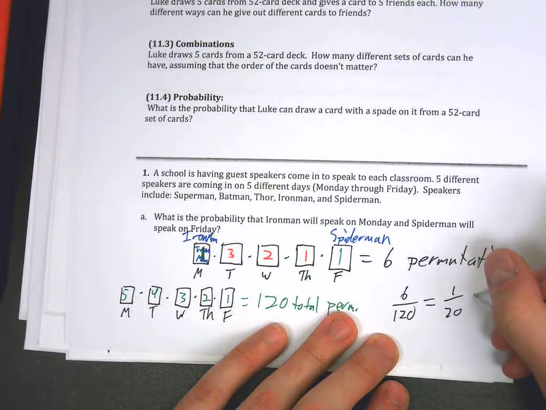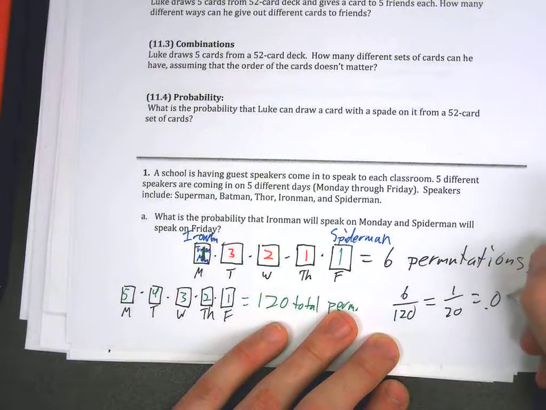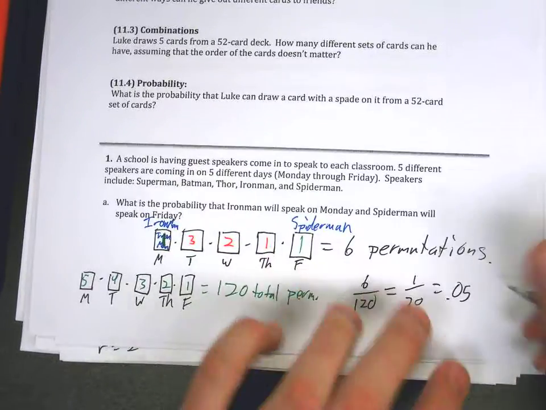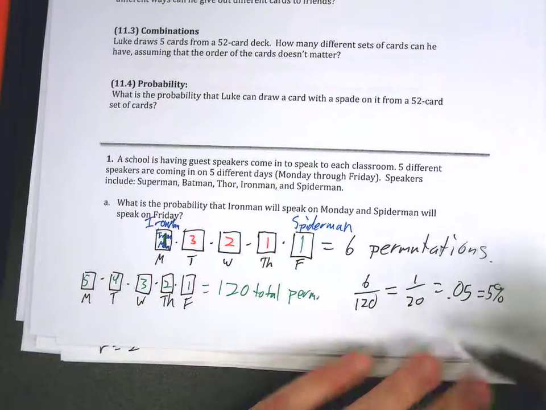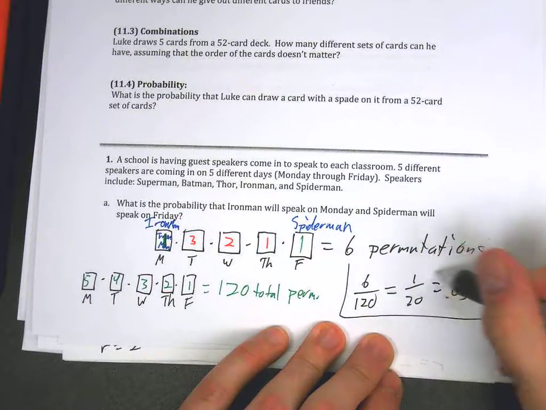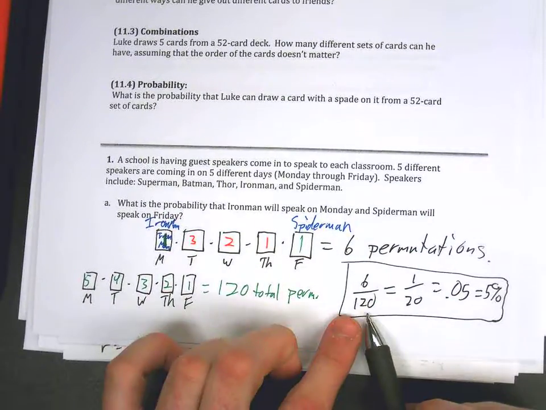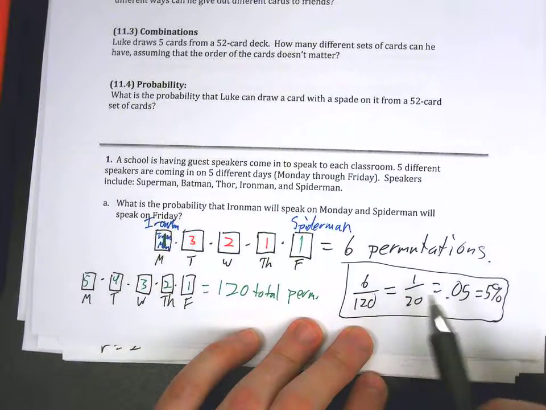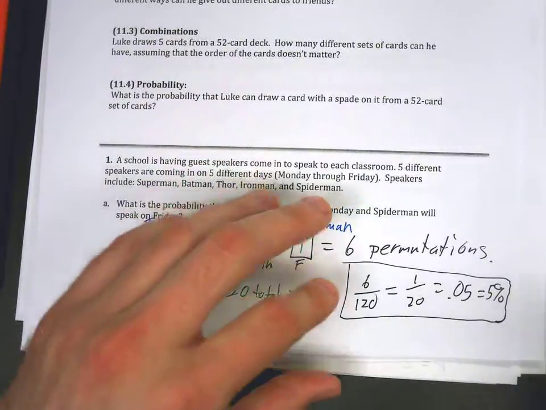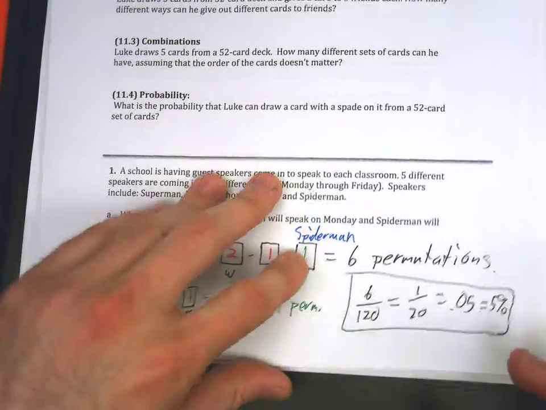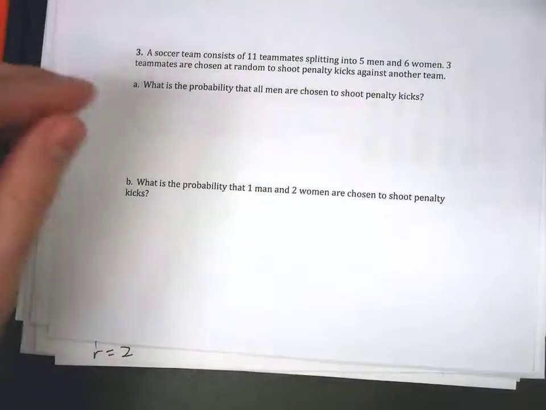If you want to consider this a percentage or a decimal, it'd be 0.05, or a percentage, it would be 5%. Any of these options is viable, although with 6 over 120, you really need to simplify that down to 1 over 20. Okay, so that's the first example we have. We got one more here, so this video is going to be a little bit longer.